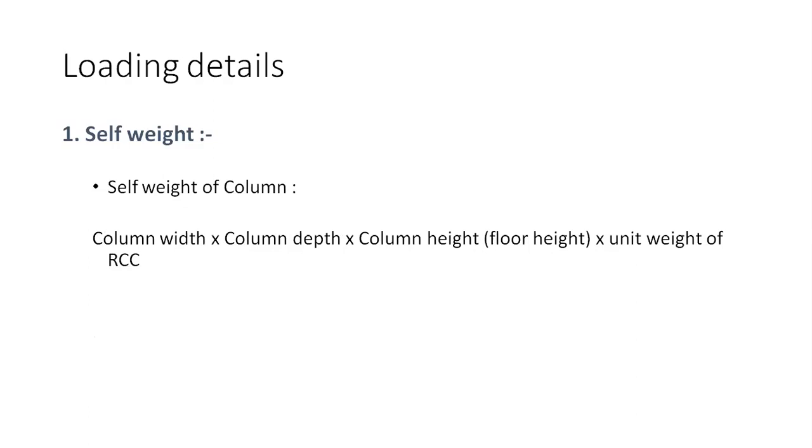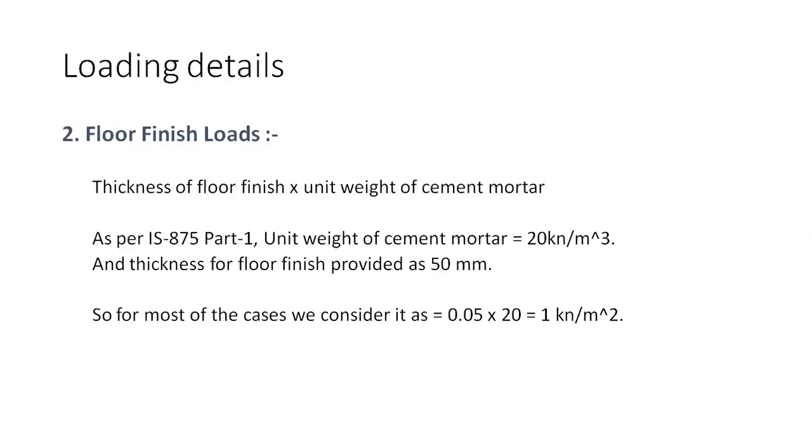Now, one thing is required to be clear: all the self weight of materials is applied by default in ETABS software. There is no separate procedure to apply this self weight load of members. After self weight, second one is floor finish load. Now what is floor finish? It is a portion of material which is provided over the slab, for example, tiles and so on. So floor finish load shall be calculated as thickness of floor finish into unit weight of cement mortar.